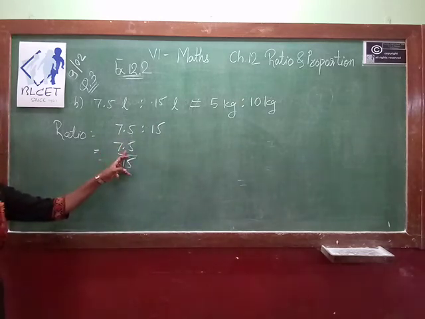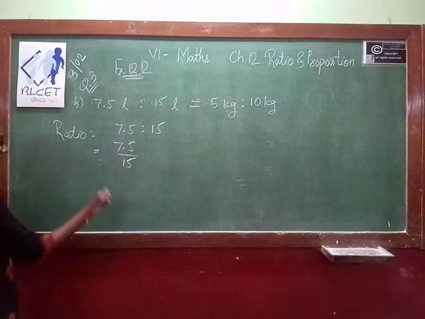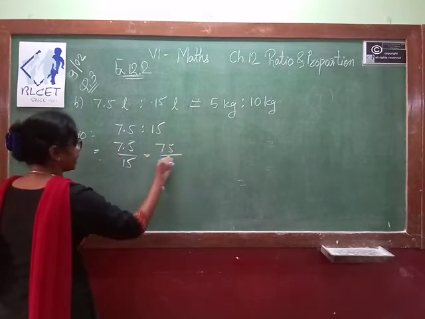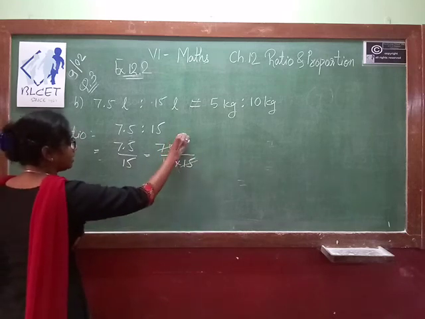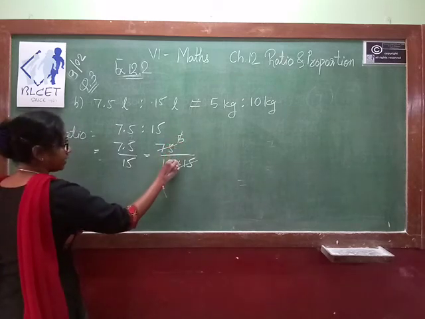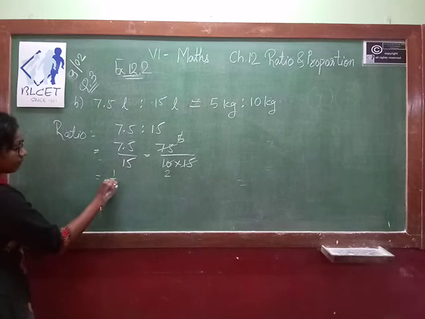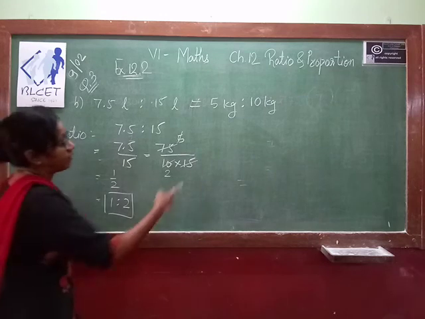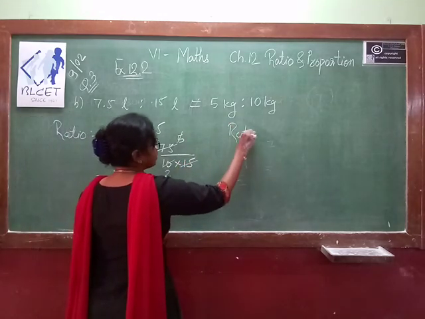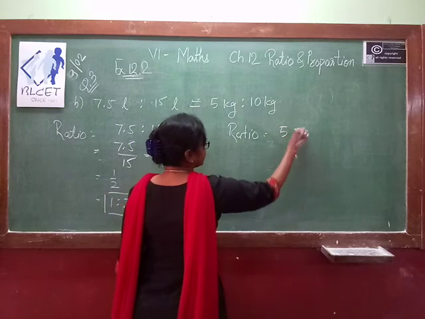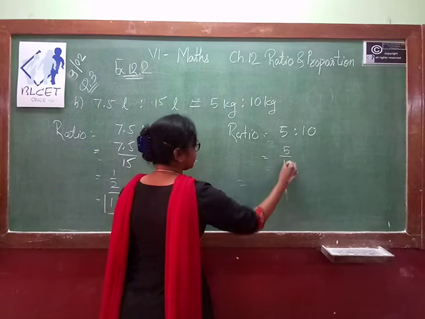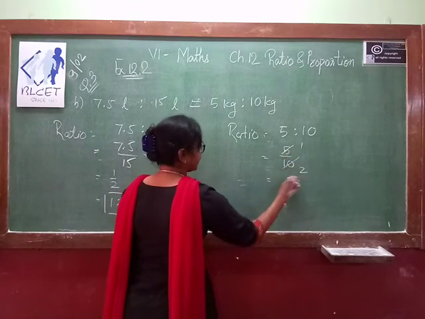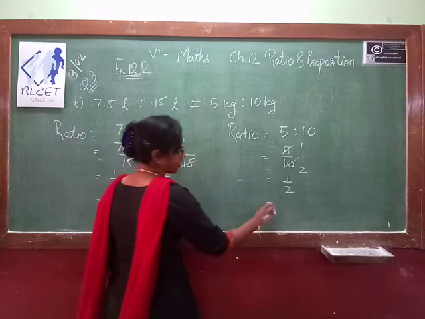We have to remove the decimal place, so we write 75 divided by 10 in the numerator and 15 is already there. We know that 15 5s are 75 and 5 2s are 10. So what are we getting? 1 by 2. So what is the ratio? 1 is to 2. Now we will see the ratio for kg, that is 5 kg is to 10 kg. Write in fraction 5 divided by 10. We know that 5 ones are 5, 5 2s are 10. So we are getting 1 by 2. So what is our ratio?